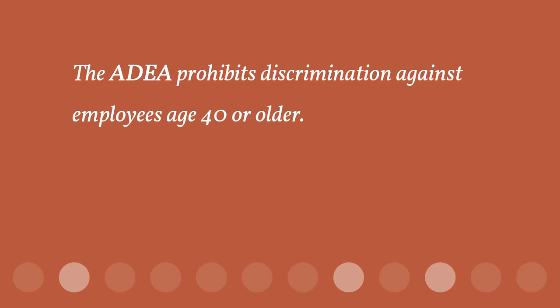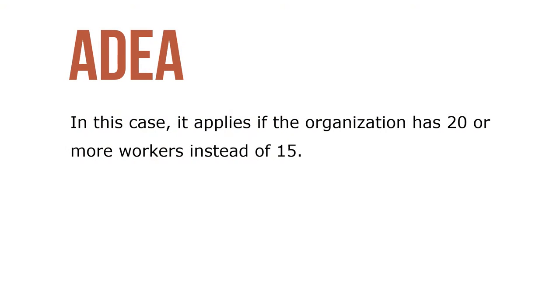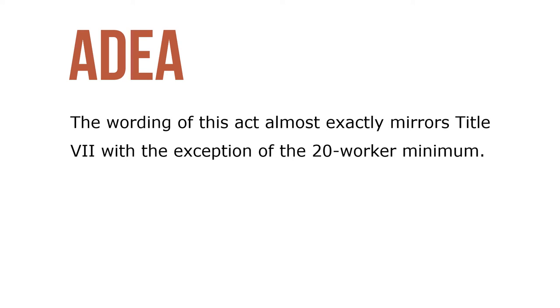The ADEA prohibits discrimination against employees aged 40 or older. In this case, it applies to an organization of 20 or more workers instead of 15. The wording of this act exactly mirrors Title VII with the exception of the 20-worker minimum. This mirroring of the 1964 Civil Rights Act is true of nearly all of the protected class discrimination laws that came about after 1964.